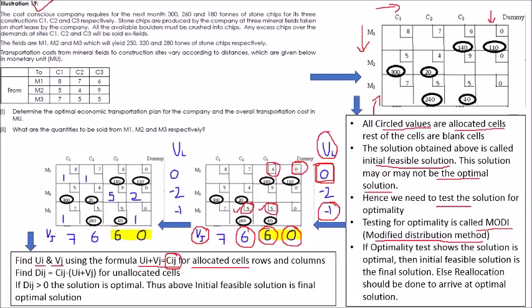Now what am I left with here? For this column there is an allocated cell and I have not yet found this U value. So I am going to take this value. Cij is the cost of the cell. Cij is 4 here. So 4 is equal to, I know the Vj value which is 6, so 6 plus Ui, the U value I don't know.